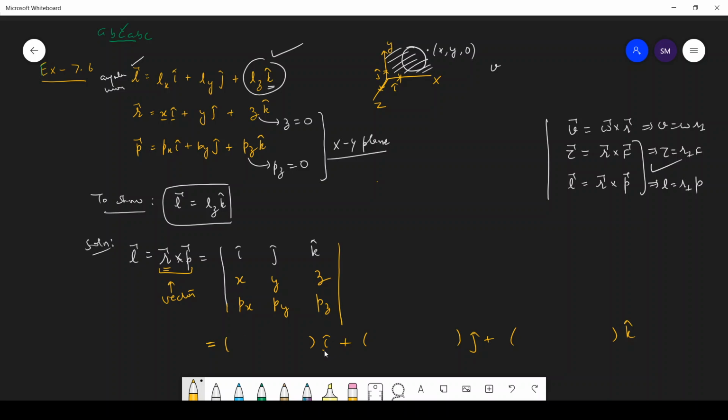So how will we find the i cap component? Just put a line over here, and then y into pz minus z into py. This way, students, you need to write.